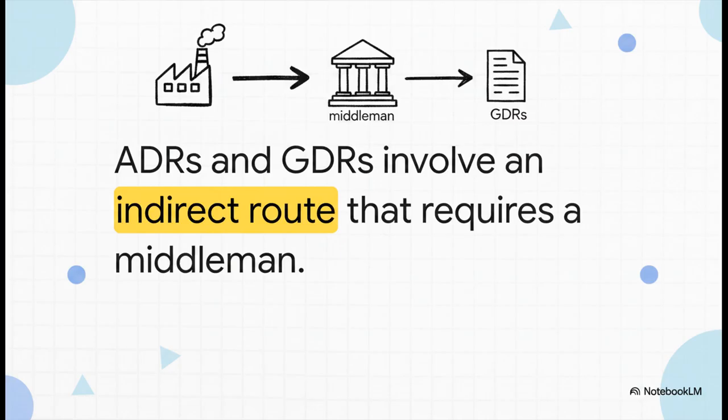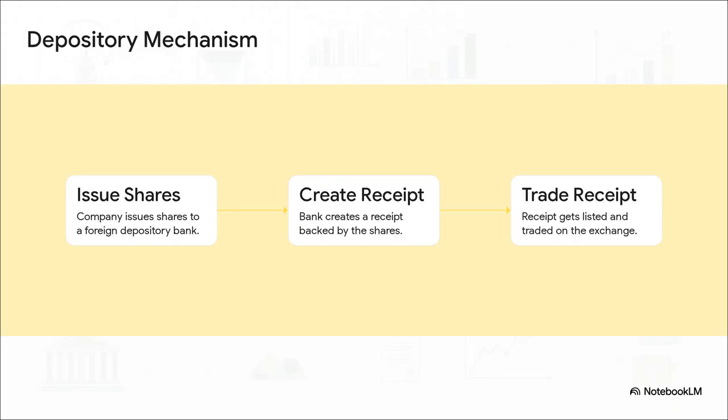Basically, no middleman, no foreign listing in this scenario. Let's walk through the exact step-by-step mechanism you should write out to show how this works conceptually. This is the story you need to tell the examiner.